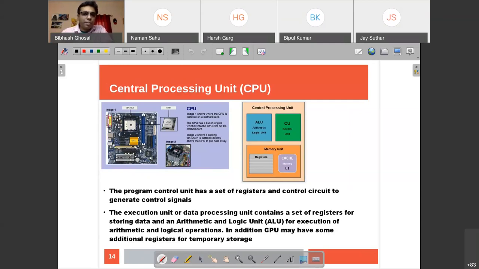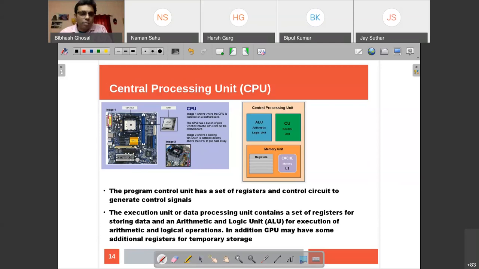Here is the CPU. I told you this is the CPU slot. And so the CPU is taken. Let's say this is a chip provided by Intel, an i7 core processor, and this is put into this slot. But on top of that, you may have this fan.